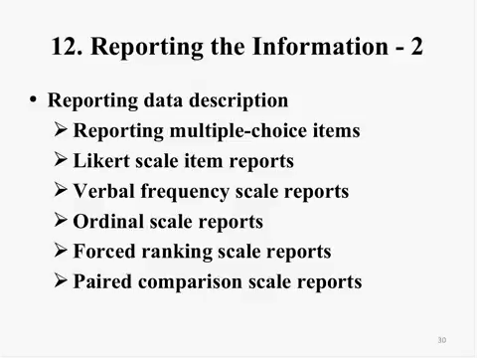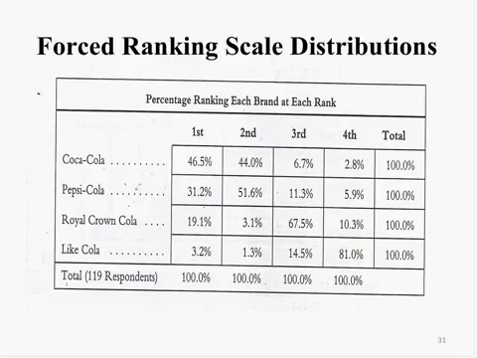And let's move over to slide number 31, which is forced ranking scale distributions. Here we have 4 different kinds of colas and the percentage ranking each brand at each rank. For example, Coca-Cola is in the top quartile by nearly 50%, and another 44% in the second quartile, very little in the third quartile, and even less in the fourth quartile, for a sum of 100%.